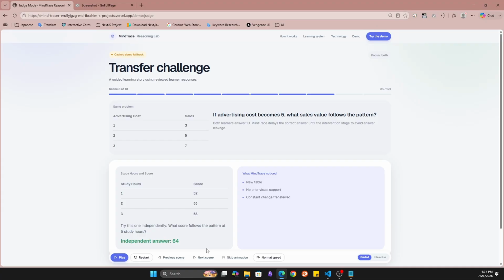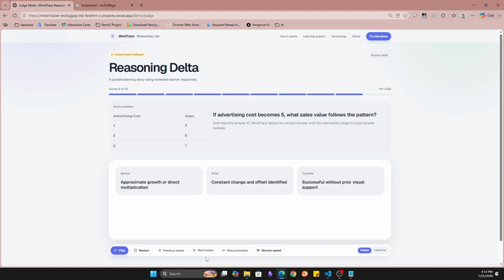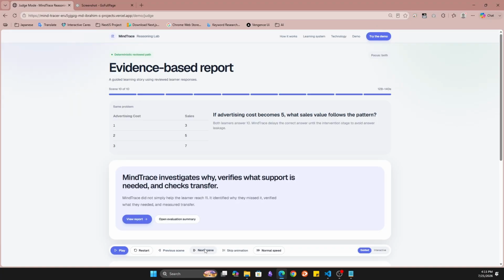We give the smallest useful interventions and check the transfer to see whether the learner can use the concept independently.